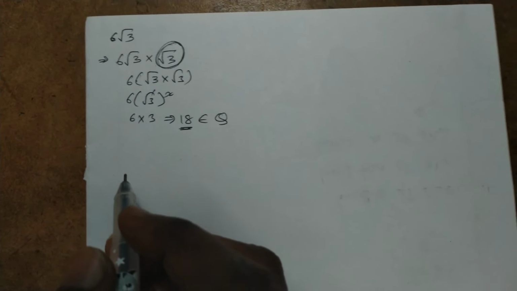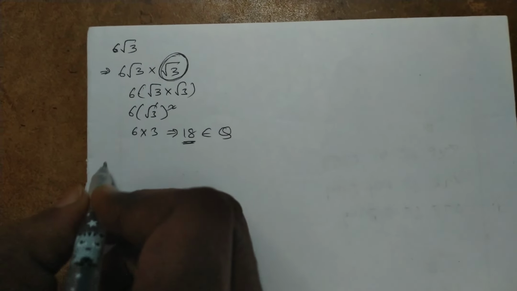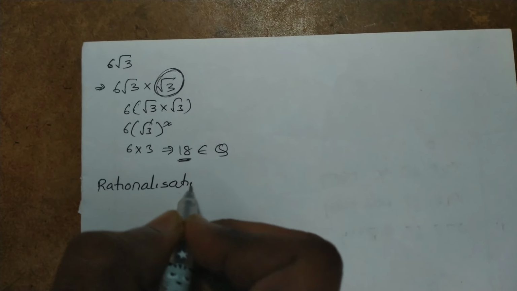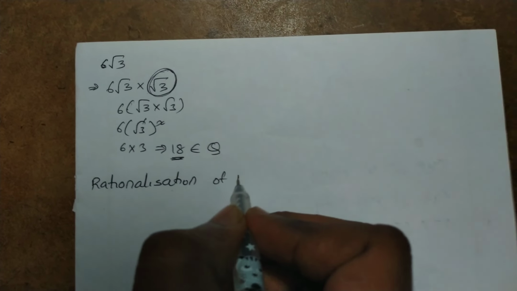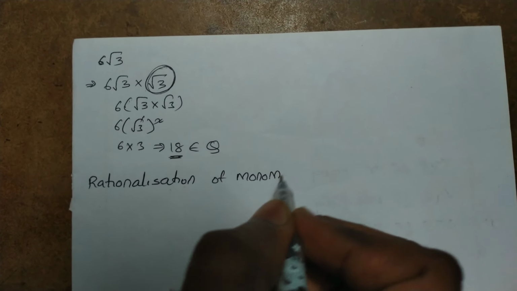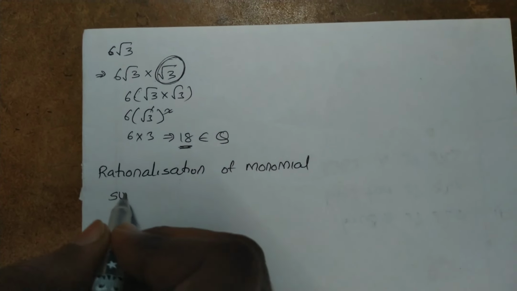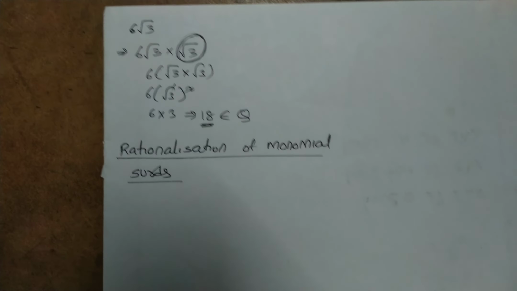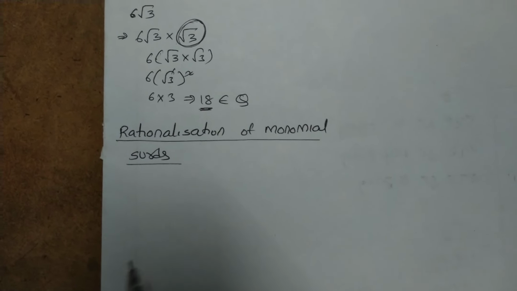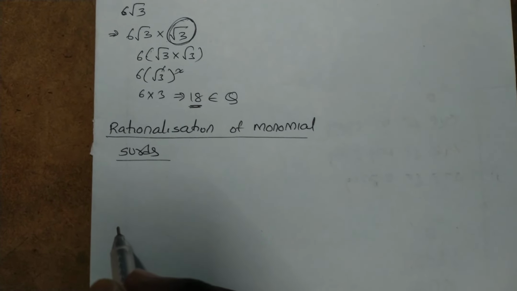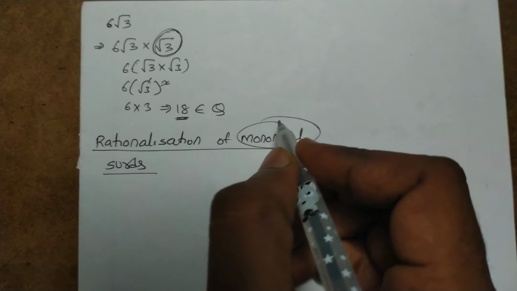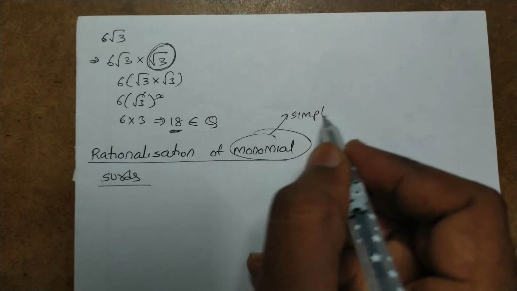So today we are going to discuss rationalization of monomial surds. What is a monomial surd? I have already told you: a monomial surd is nothing but a simple surd. Monomial surd or simple surd.